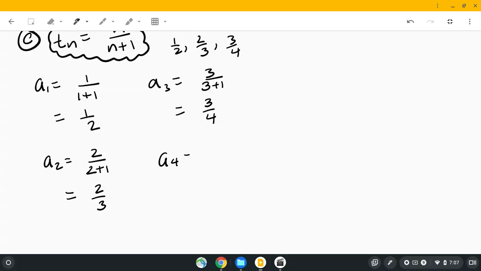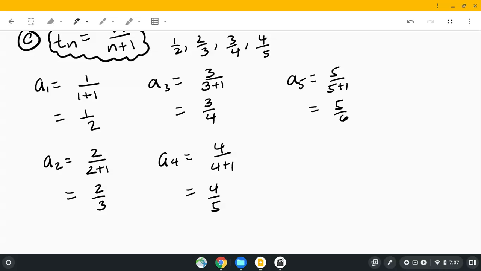And then A4, we get 4 over 4 plus 1. Kind of seeing a pattern here. Do you see a pattern? So that if you have A5, you're going to get 5 over 5 plus 1. So that's 5 over 6. And then we also want the 10th term. So that's going to be 10 over 10 plus 1. And that will be 10 over 11.